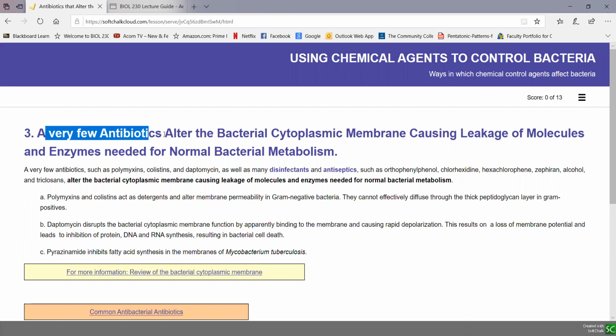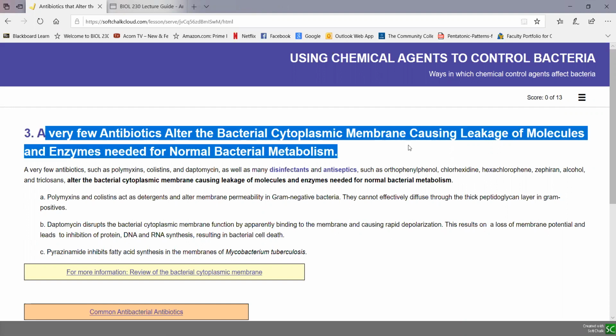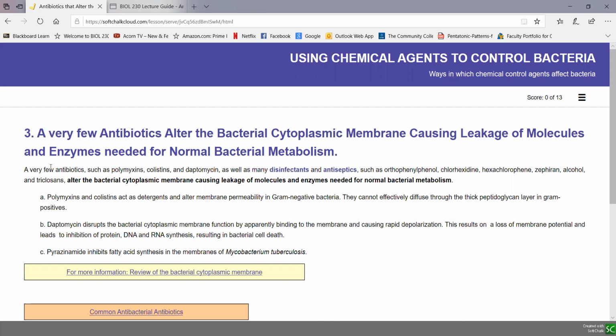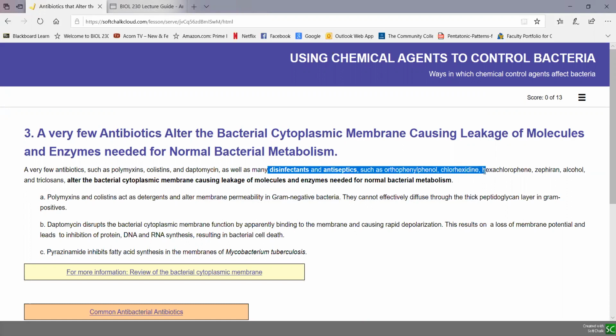There's a few antibiotics that alter the bacterial cytoplasmic membrane, causing leakage of molecules and enzymes needed for metabolism. So the bacteria don't burst, but various nutrients leak out. So the few antibiotics, things like polymyxin, colistins, and daptomycin work this way. Now, quite a few of our disinfectants and antiseptics work this way. Things like orthophenylphenol, chlorhexidine, hexachlorophene, zephiran, alcohol, triclosans that used to be in all the antibacterial soaps before the FDA stopped allowing them to put that in. These all alter the cytoplasmic membrane, causing leakage.